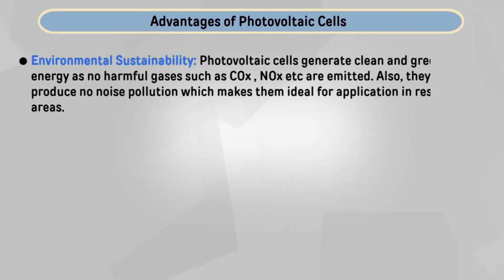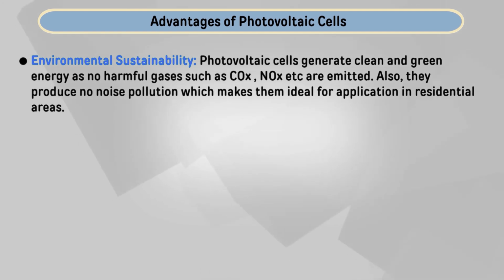So, now the advantages of the photovoltaic cell. First is environmental friendliness. Photovoltaic cells generate clean and green energy, as no harmful gases such as carbon monoxide, carbon dioxide, nitrogen monoxide, nitrogen dioxide, or trioxide are emitted through this. So, these are environment friendly devices. Also, they produce no noise pollution, which makes them ideal for application in residential areas.